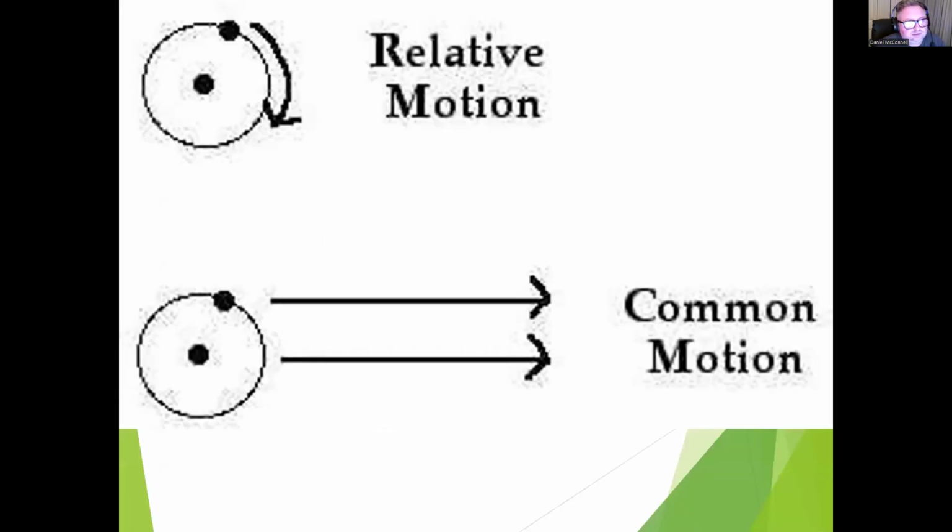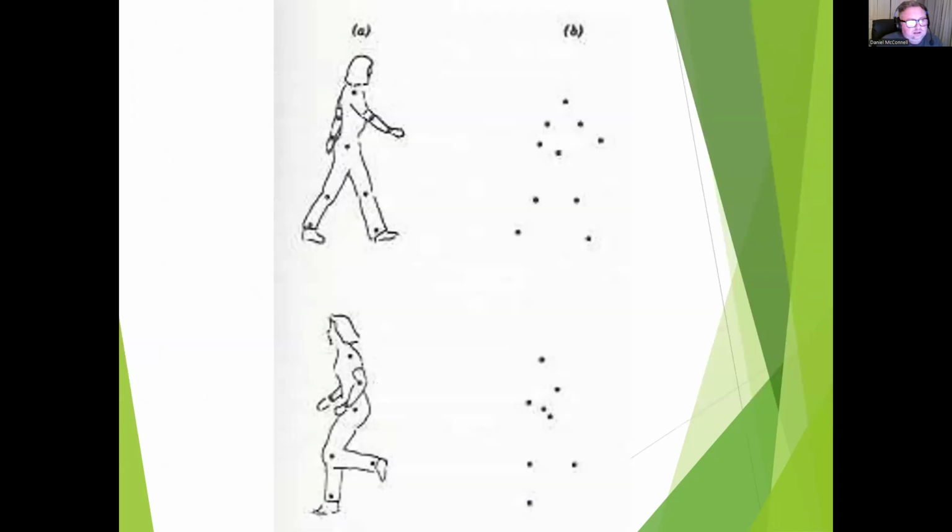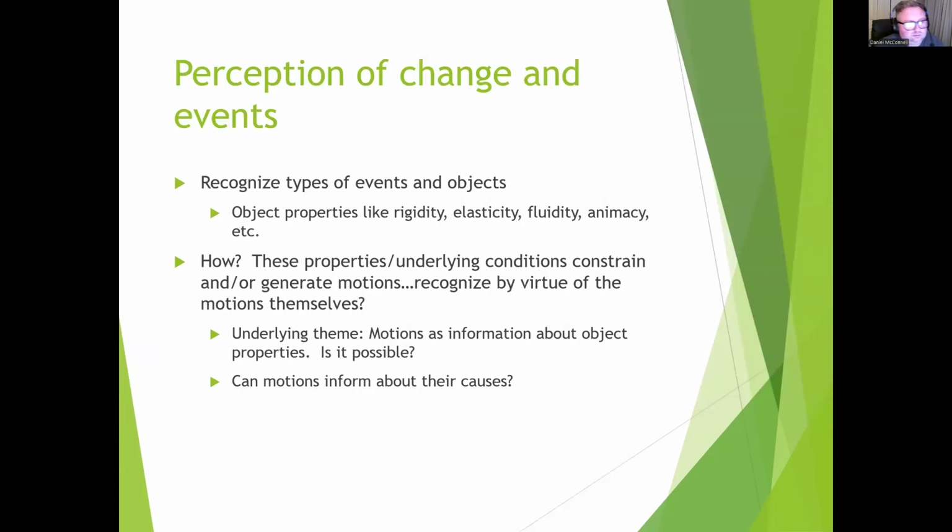Here's another depiction of the relative and common motion vectors for the rolling wheel. Here's some depictions of our point light walkers here. And so the take-home lesson from Johansson's work is shown here. It is possible that through these kinds of motion displays, we can perceive both events and objects, right? And we perceive the objects as having certain properties, like we see the human body, and we know that that body is more elastic. Limbs, arms and legs can bend in non-rigid ways. We perceive the animacy, the liveliness, the biological motion.